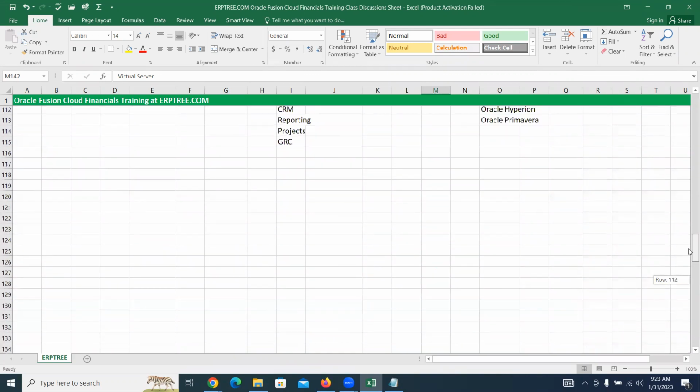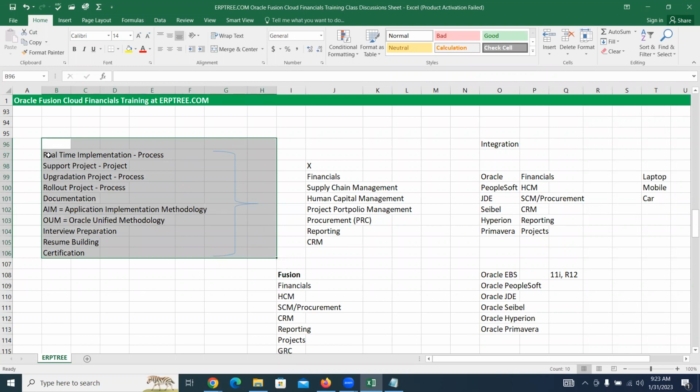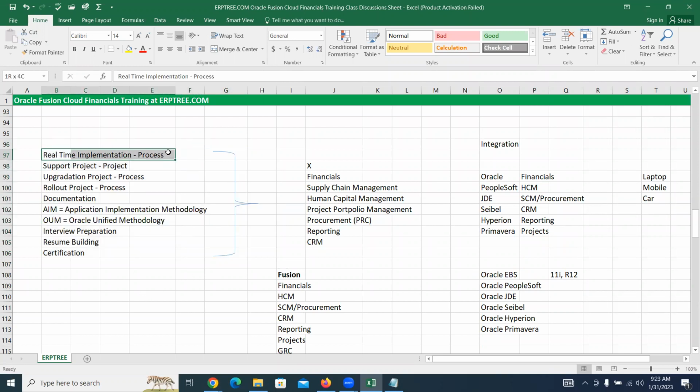Apart from this, let me explain a few points, then I'll take your questions. From this course, you are going to get this benefit also. I'll provide 15 hours of real-time class discussions, which I created as videos. I explained everything at a very detailed level to understand the real-time implementation process: how the implementation takes place, what our role would be, who the team members are, what we do, what we don't do, with whom we interact, with whom we don't interact. I also explained supporting processes, upgrade projects, how they happen, rollouts, documentation, AIM methodology, OUM methodology, and how you have to prepare for interviews.